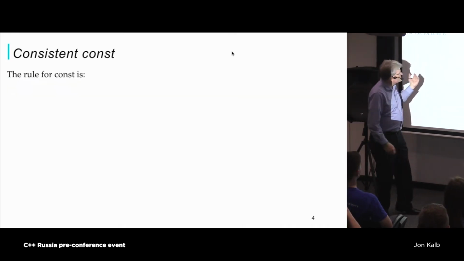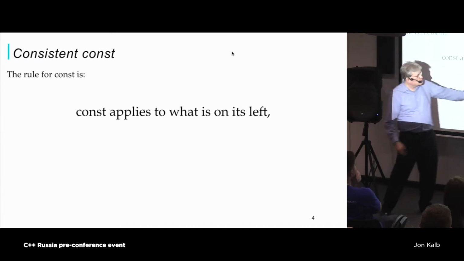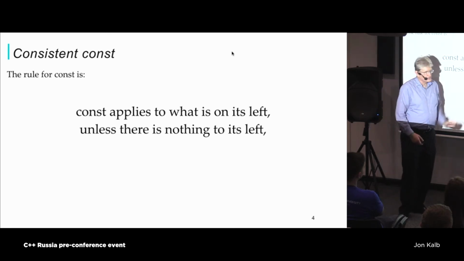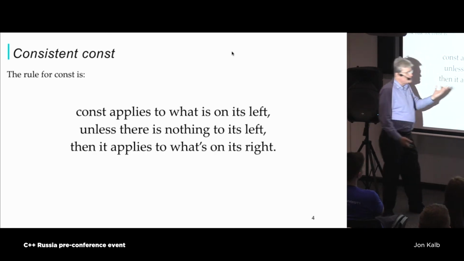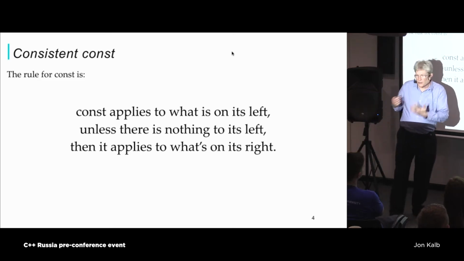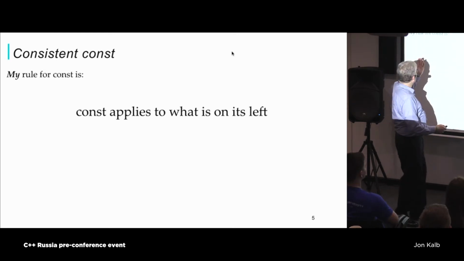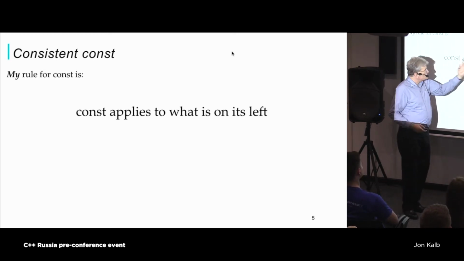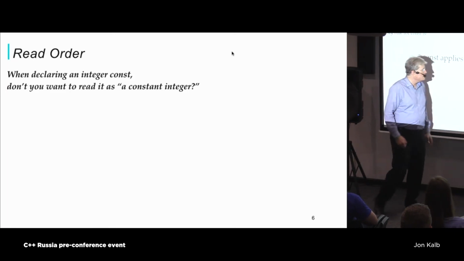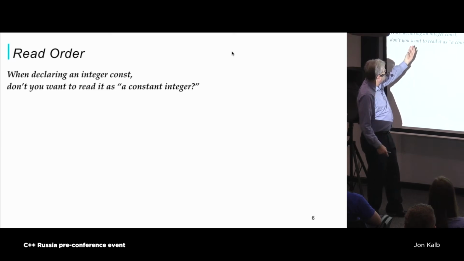And the idea is that in C and C++, const applies to what's on its left, unless there is nothing on its left, and then it applies to what's on its right. So if you look at my code, I follow what I call the consistent const rule. I have a different rule. My rule is const applies to what's on its left. Full stop, right?